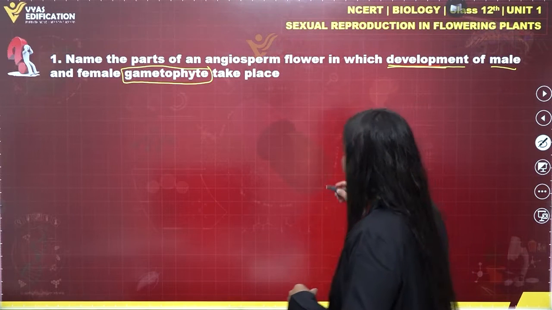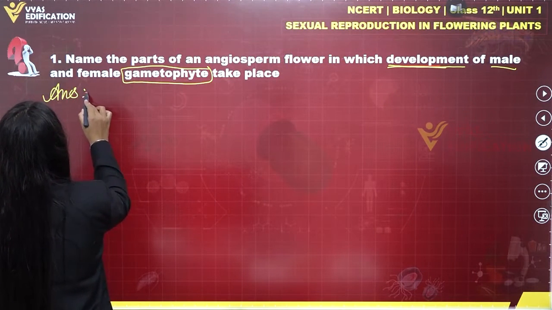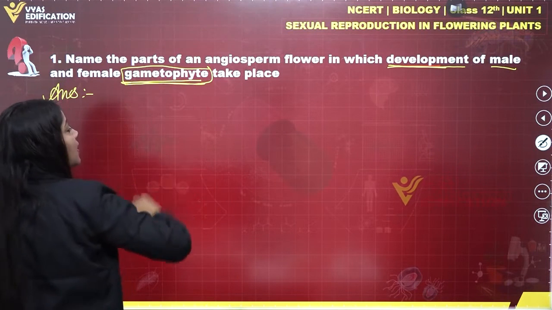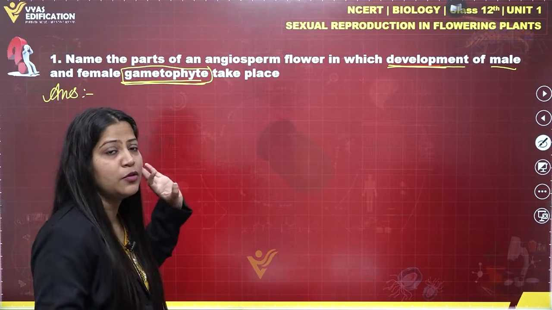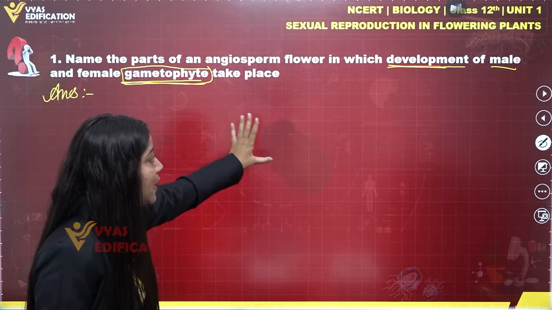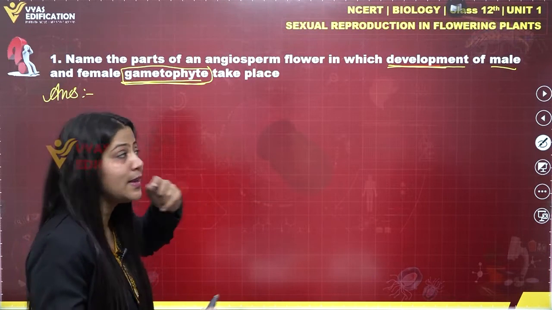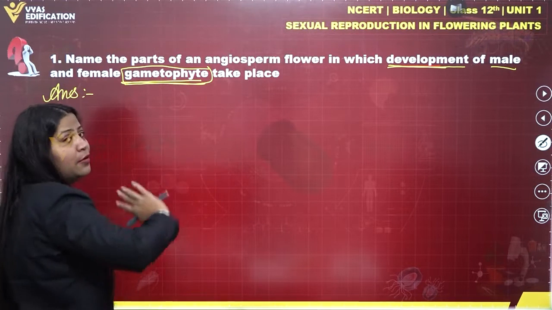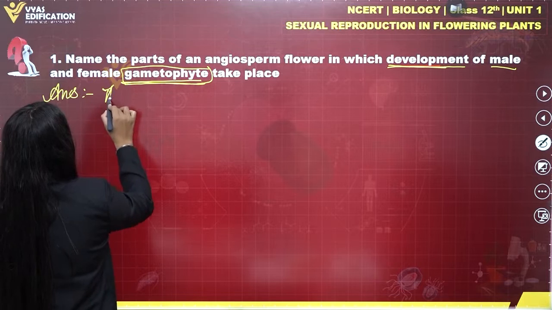So now if we want to write the answer, then we know the answer of what is gametophyte. Any structure which is going to give rise to gamete is known as gametophyte. But the question is asking where do the male gametophyte and female gametophyte develop in case of an angiospermic flower. So first of all, we will write the male gametophyte.